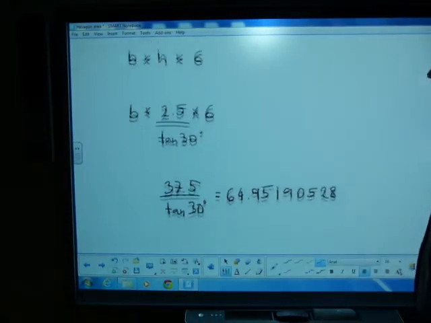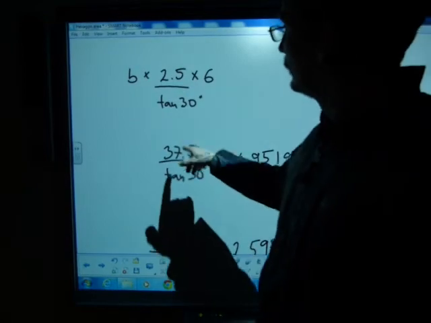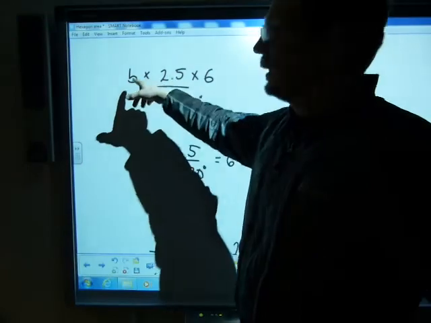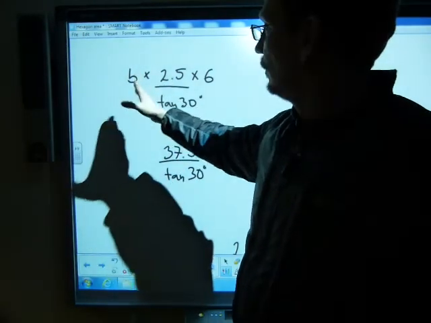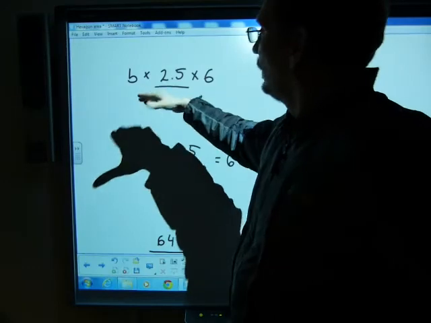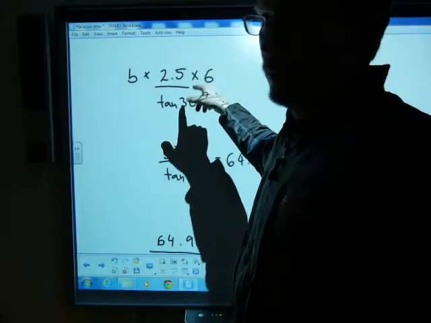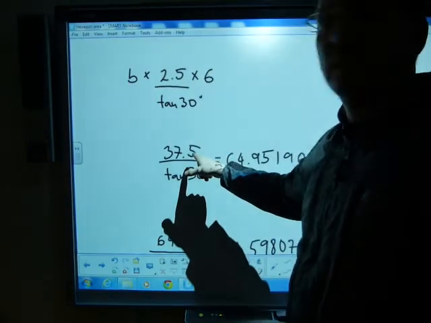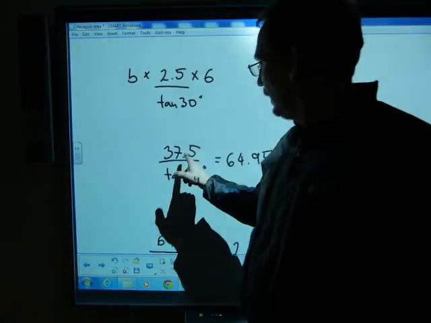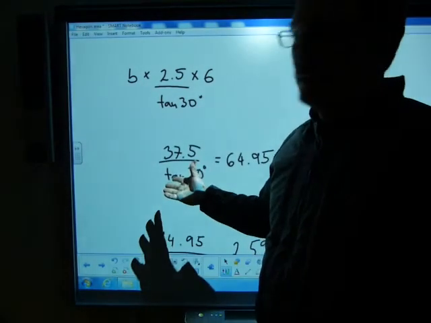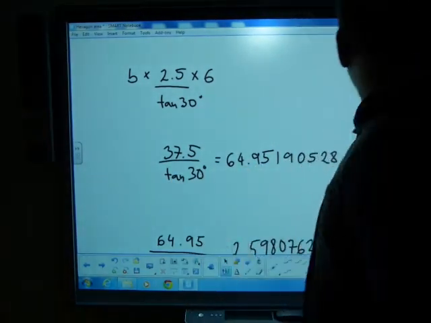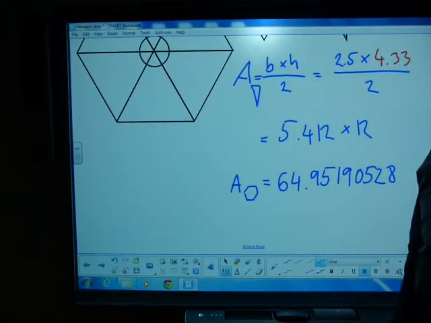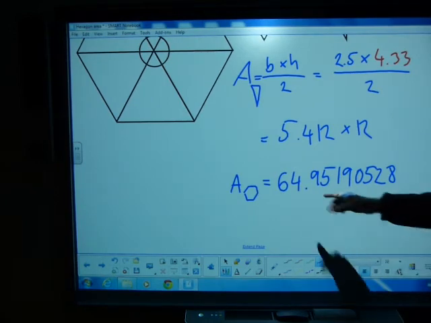If I do the numbers this way, multiply the base, which is 2.5, times 2.5, because we went with the smaller triangle, of which we have 12, but we got rid of the divisor 2 and 12 became a 6. So 2.5 times 2.5 times 6 is 37.5. When you get the 37.5 and divide it by the same tangent 30, you're going to get 64.95, the same number as we got here when we calculated the area of the hexagon.